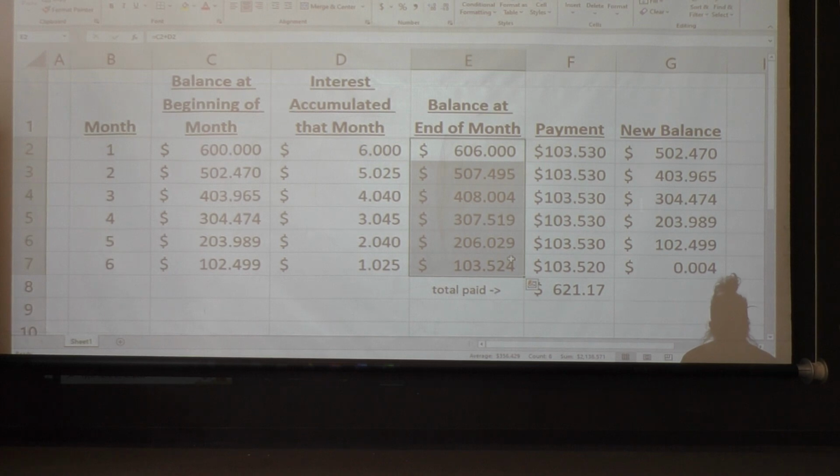Somebody asked me, who asked me this last week? Somebody asked me almost the exact same question in a different context. It was about rounding. Anyway, don't worry about it. It's all good. And this formula will take care of any.